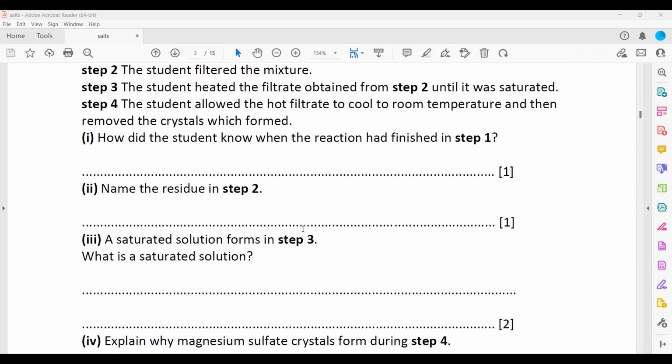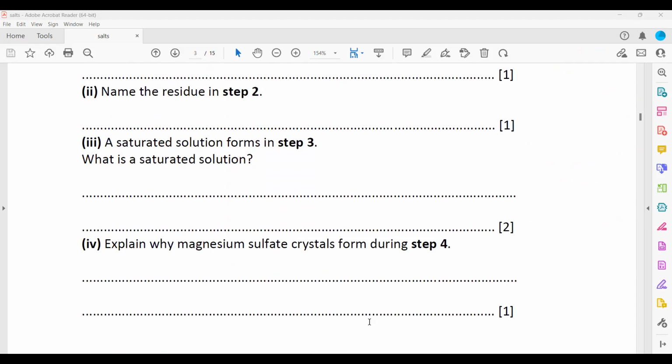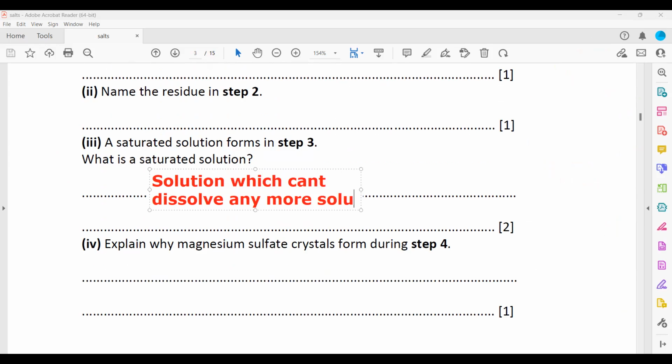Then a saturated solution forms in step 3. What is a saturated solution? You have to define it: a solution which cannot dissolve any more solute at a particular temperature. One mark is for mentioning a particular temperature, because solubility changes with temperature. So we call that a saturated solution at a specific temperature. It has a maximum amount, and it cannot dissolve any other amount in it.